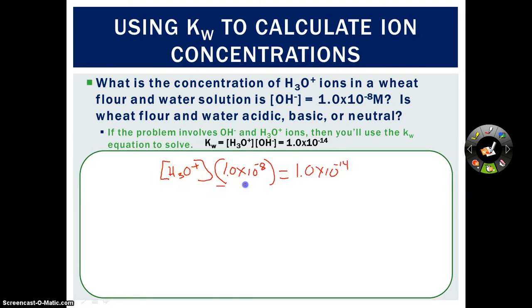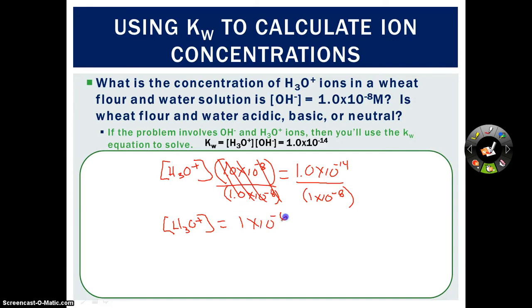To solve for hydronium, divide both sides by this. Keep it in parentheses, especially if you don't have that E button on your calculator, to avoid order of operations mistakes. Over here, this cancels, and I have 1.0 times 10 to the negative 14 divided by 1.0 times 10 to the negative 8. My hydronium ion concentration here ends up being 1 times 10 to the negative 6.